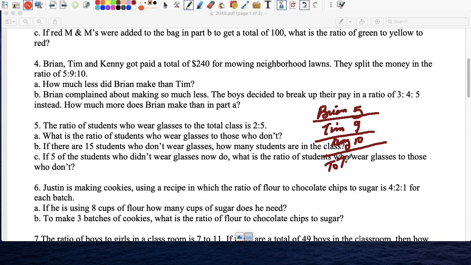So right now the total is 24, right? They split the money in that ratio. So what is the total? They made 240. So every time Brian makes 5, Tim makes 9, and Kenny makes 10. So in this situation, the total is 24. So what happens when we increase $24 to $240?